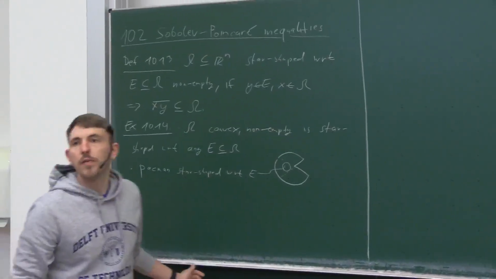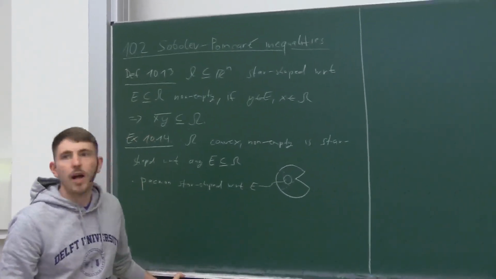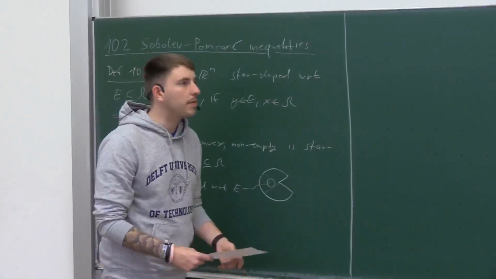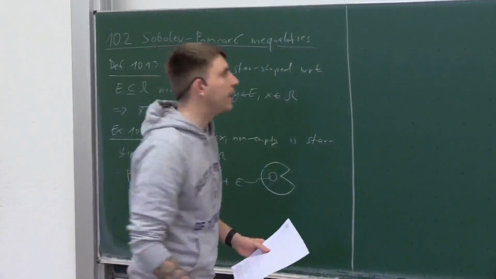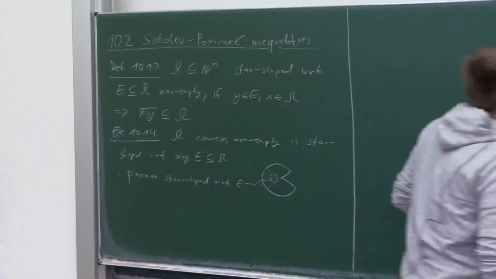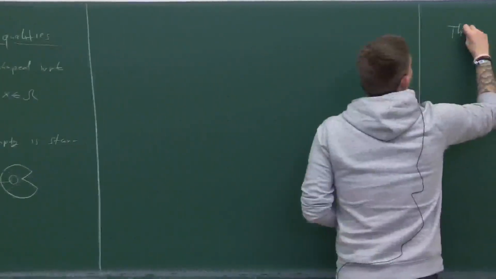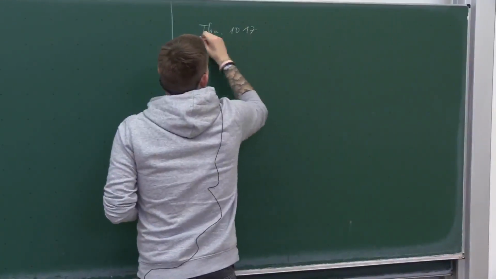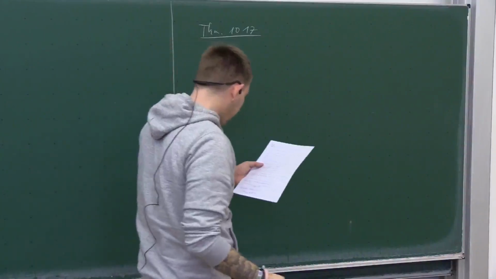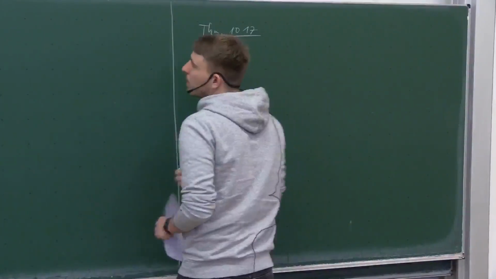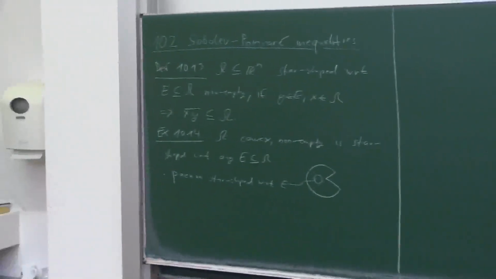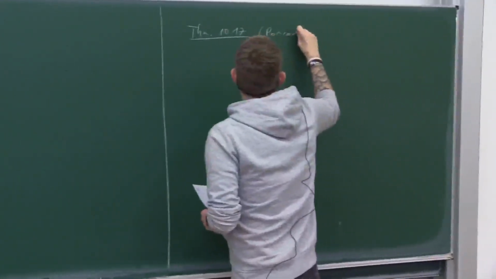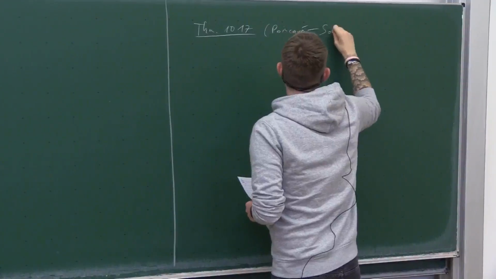Okay, so now that we have the notion of a star-shaped set, I want to write down the main result of this lecture, but we'll only prove it much later. Maybe I write it here so that we can keep it. Theorem 10.17. That's the Poincare-Sobolev inequality, the inequality that gives this lecture its title.